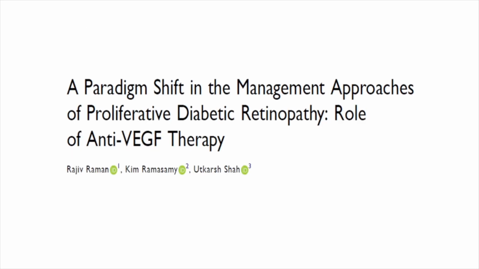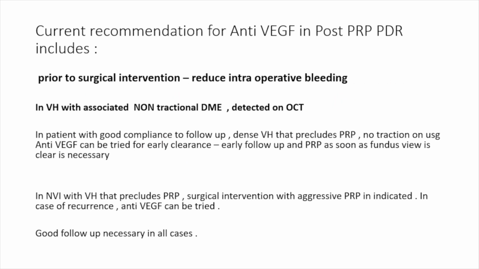However, considering the evidence, a recent shift in the management approach for proliferative diabetic retinopathy has been considering the role of anti-VEGF therapy. So the current recommendation for anti-VEGF in post-PRP PDR includes use prior to surgical intervention, reducing the intraoperative bleeding and the operative time. In vitreous hemorrhage with associated non-tractional DME detected on OCT, anti-VEGF can also be given in a patient with good compliance to follow-up.